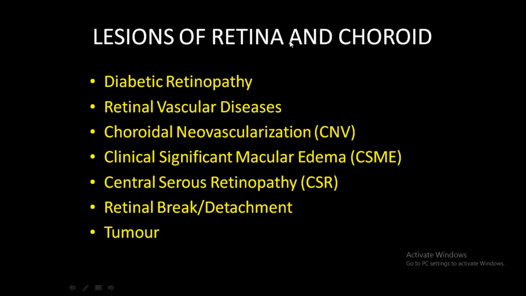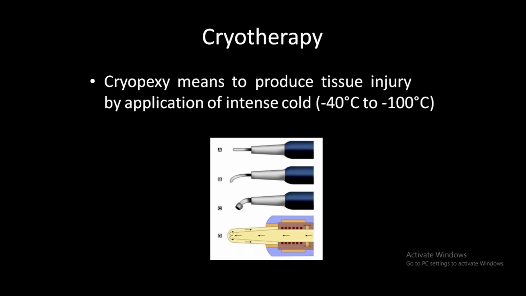The lesions of retina and choroid where you can use laser include diabetic retinopathy, retinal vascular diseases, choroidal neovascularization, clinically significant macular edema, central serous retinopathy, retinal break or detachment, tumors. So these are the different lesions where you can use lasers in the eye. These are a few examples of the applications of lasers in the eye. Now coming to the next topic, that is cryotherapy. Till now we have discussed lasers, their applications, mechanism of action and how they function. Now we will discuss what is cryotherapy.